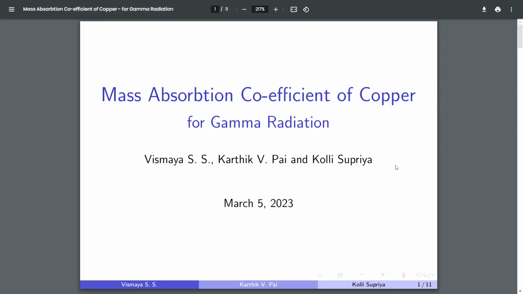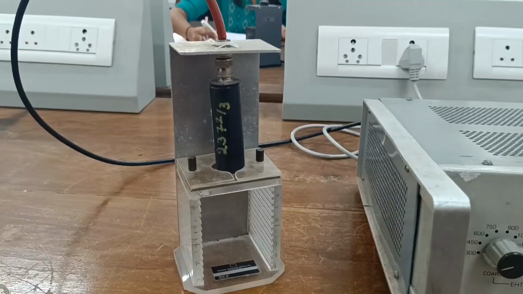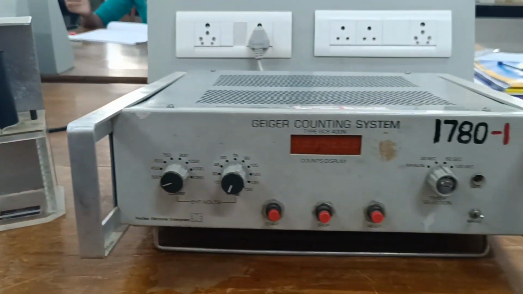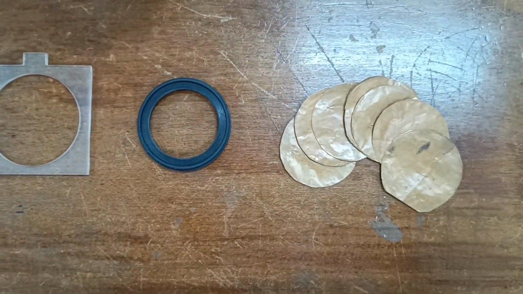The aim of our experiment is to determine the mass absorption coefficient of copper for gamma particles using a GM counter. The apparatus required are GM counter, GM detector, stand, radioisotope gamma source, plastic slides, and copper plates.